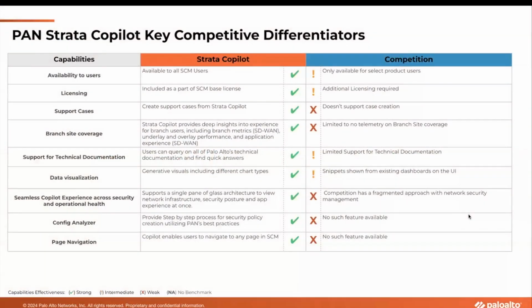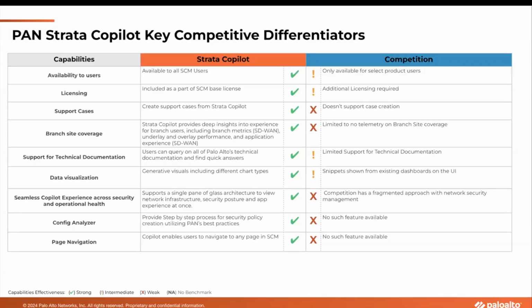Now let's take a quick look at the competitive differentiators. I wanted to touch on what are the key competitive differentiators we have. As I mentioned, it is available to all users for different platforms. So it's a one-stop shop where you can basically go to the Strata Cloud Manager, invoke Strata Copilot, and use it for all your network security products, whether it is SASE, whether it is NGFW, whether it is security services, whether it is data security, IoT, etc.